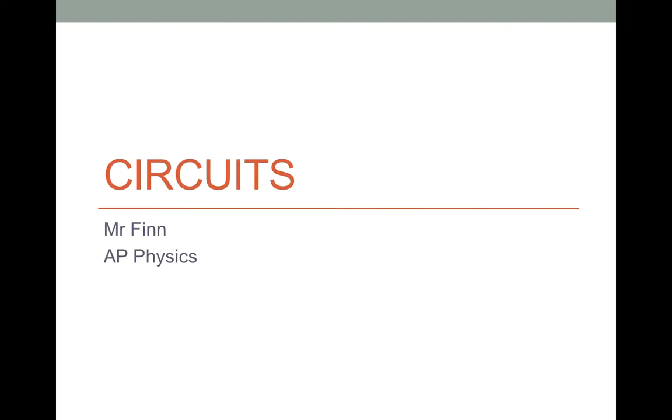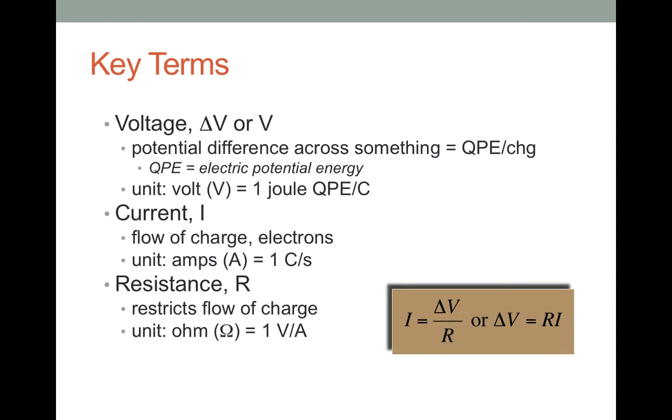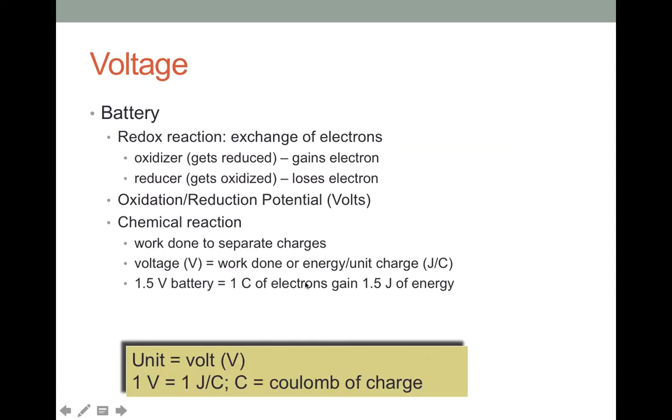Okay, here we're going to review some of the key concepts about electric circuits. In particular, we're going to review the concepts of voltage, current, and resistance, which then leads us to Ohm's law, that current is voltage divided by resistance. First term we're going to look at is voltage.